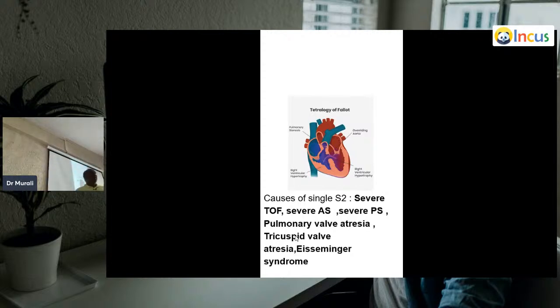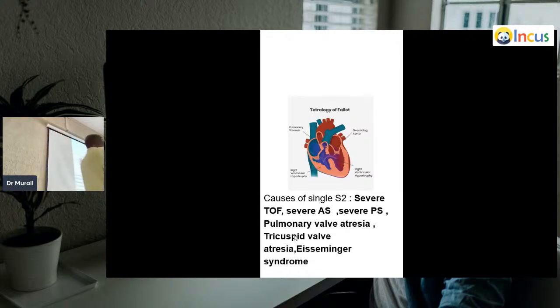Very good. It is the pulmonic stenosis that decides the severity of the tetralogy of Fallot. So if there is a severe tetralogy, there is a severe PS. If there is a severe PS, the pulmonic sound is not heard. If the pulmonic sound is not heard, what you listen to is only the aortic sound, and that is the reason. Doctor, what happens because of that? You listen to only a single S2.